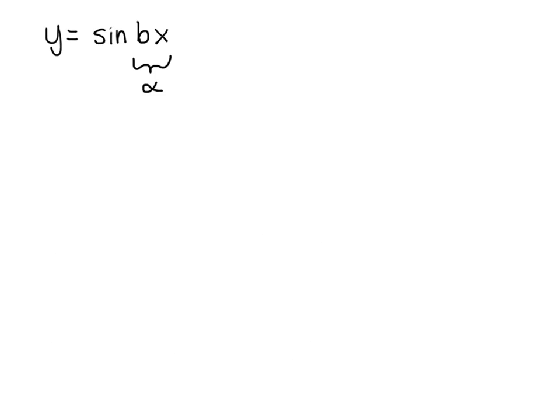Okay, so now let's put a coefficient in front of the x. So now we have the sine of bx. And instead of that alpha, we have a bx now. So what do you suppose happens with b when we put a b in there? It's going to stretch or compress the x-axis, right?